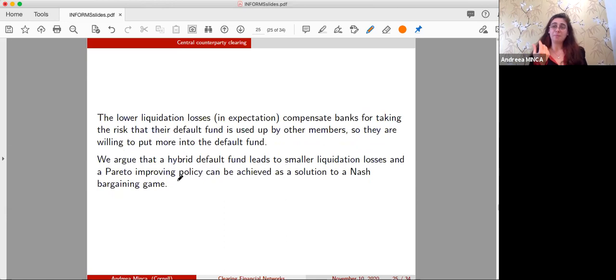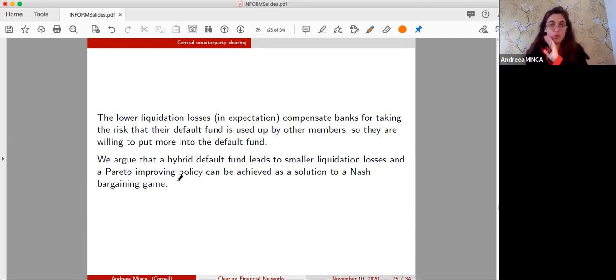So what does this mean? It means that banks have more incentives to put these large funds in the default fund in the first place, because right now the default funds are quite small. Of course, banks would view them mostly as capital that can be mutualized, so to absorb the losses of somebody else. So there is a natural disincentive to post a large default fund contribution. Now, if they are able to use this default fund in a way that minimizes their liquidation losses, then they would be able to pay more than under different rules.